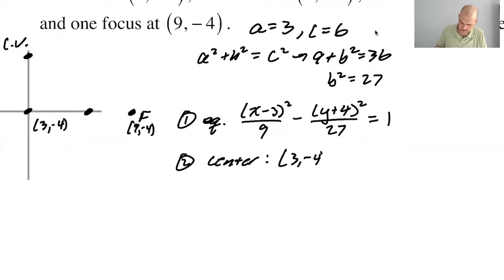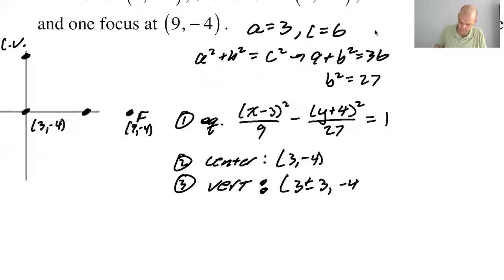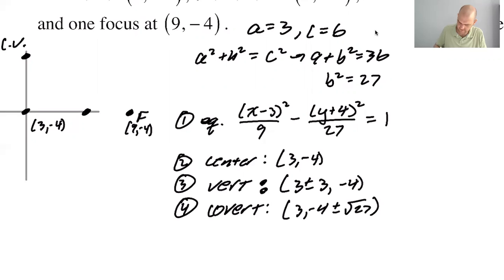Two, the center, which was given, but we listed anyway. (3, -4). Imagine getting that wrong. I've done it. If there's a mistake to be made, I've probably made it. Three, the vertices: 3 plus or minus 3, comma -4. And I survived. And am I stronger for it? I don't know. But I did survive. And that's what counts.